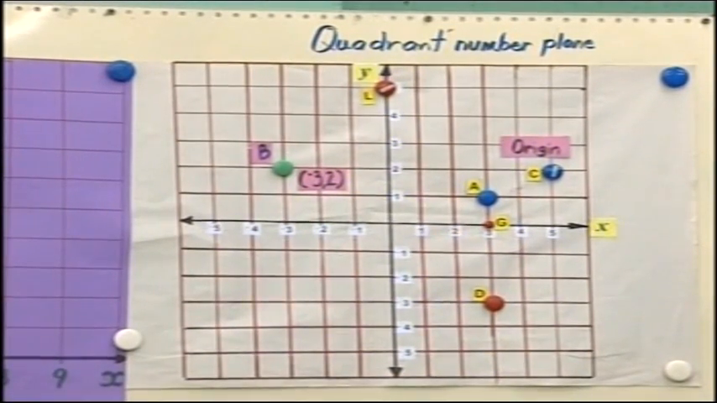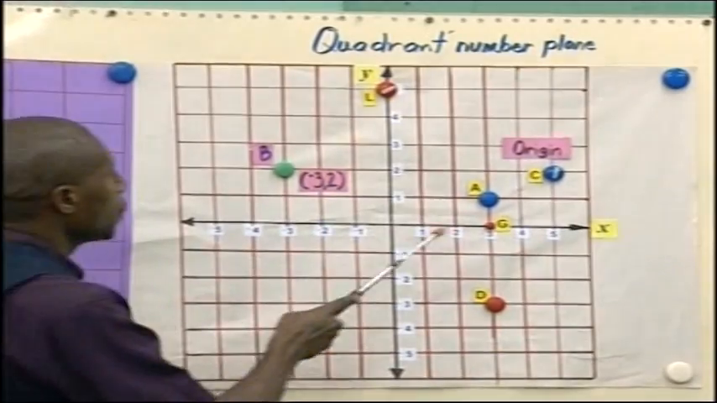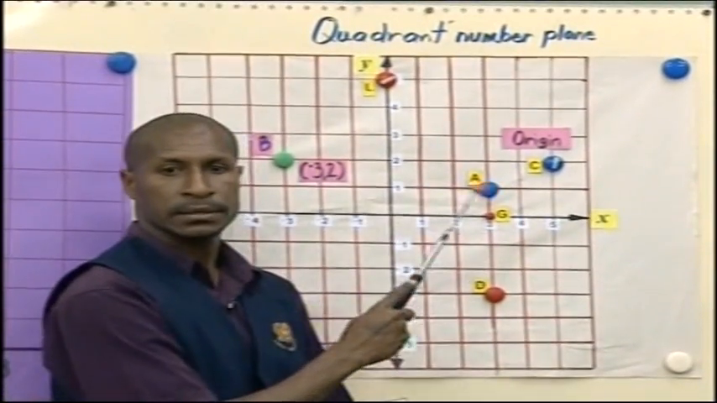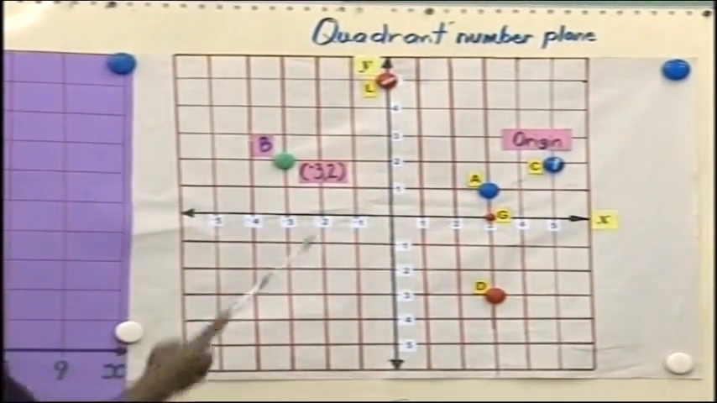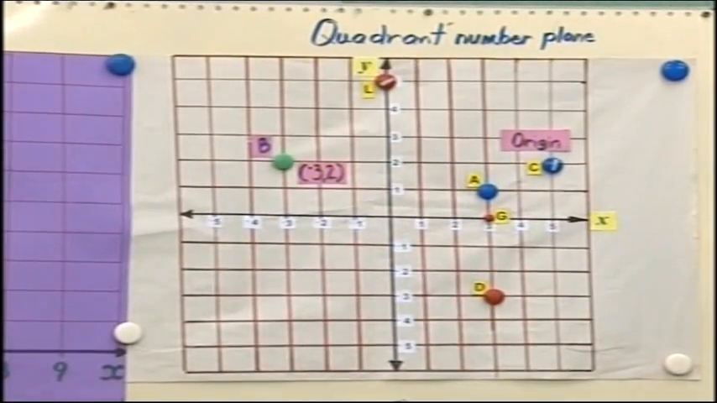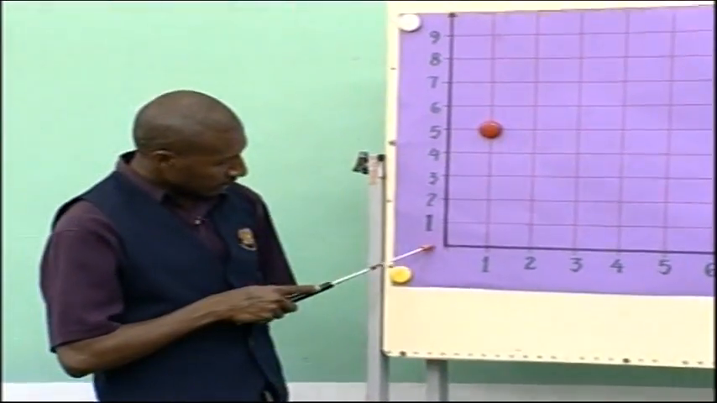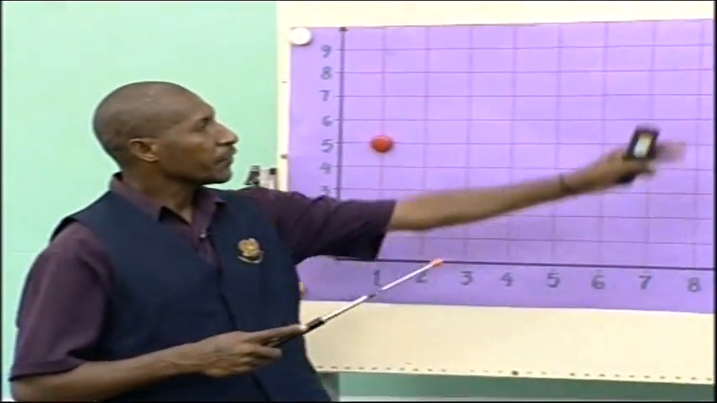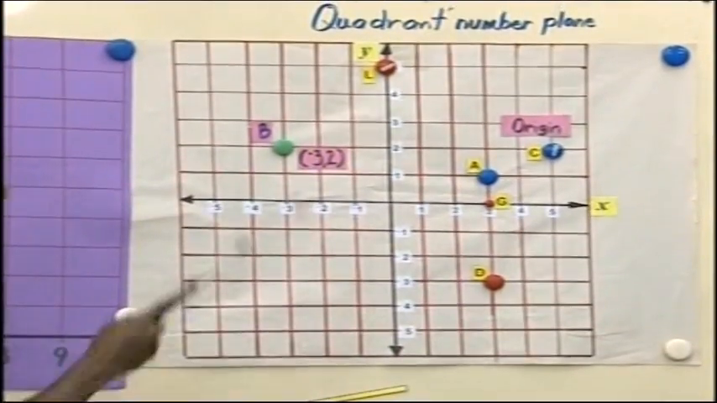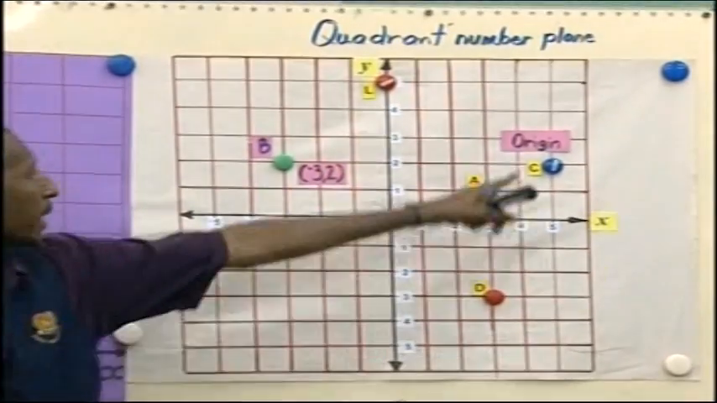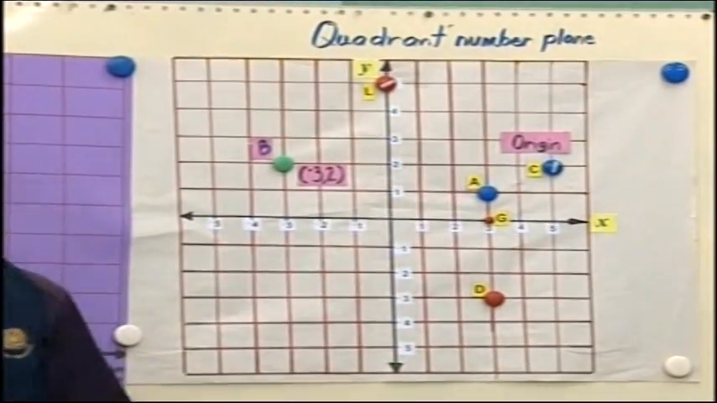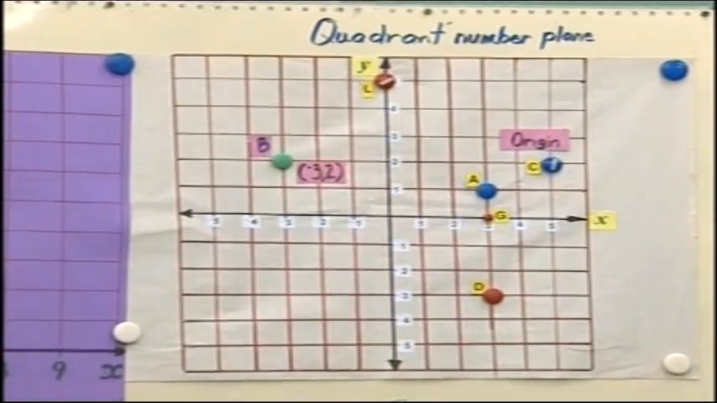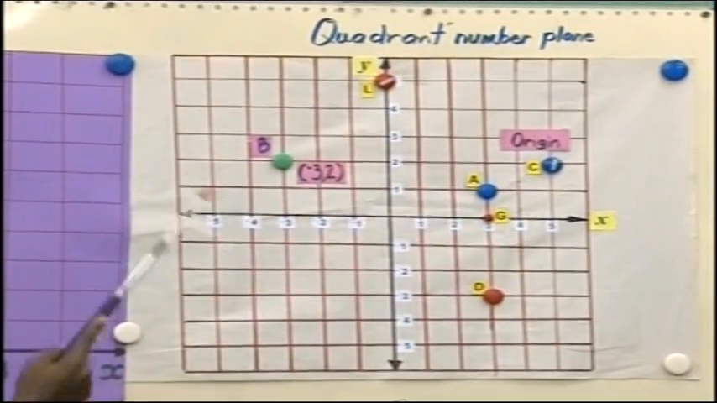Now, where is the origin? Can somebody come and indicate? In this number plane, this is the starting point. This is where 0 is. Now, in the quadrant, we have the origin. Can someone come and identify where the origin is? I have the word origin here. I want somebody to come and point where the origin is.